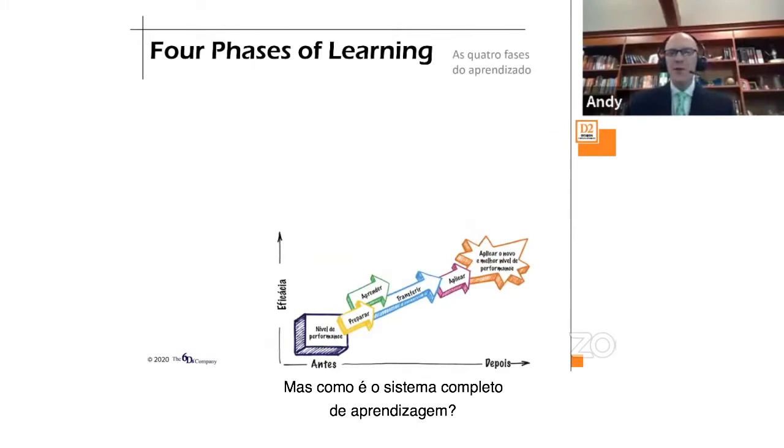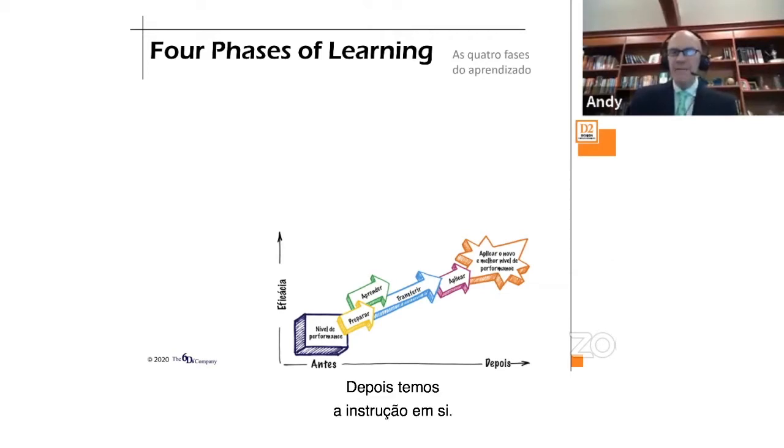Now, what does the whole learning system look like? What is it composed of? Well, as I just mentioned, I've got the first phase. That's prep. That's all of the things, the activities, the invitations, the course descriptions, everything that occurs before the instruction.